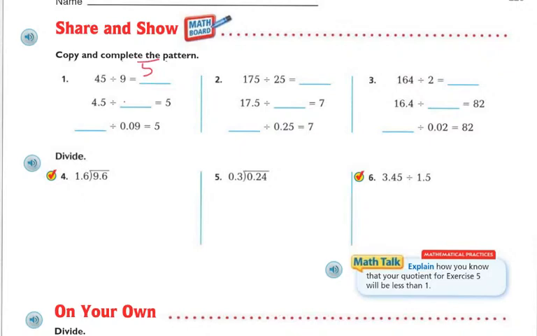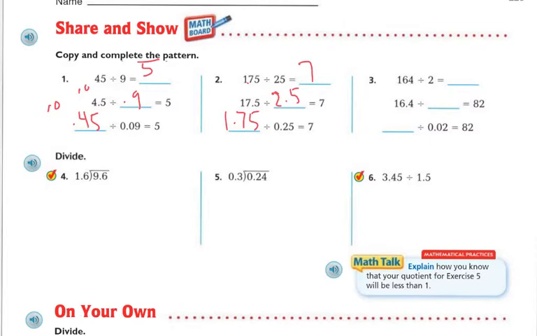So 4.5 divided by 0.9 is also going to be 5. And 0.45 divided by 0.09 is also going to be 5, right? Because I multiplied it by the power of 10, and then I multiplied it again by the power of 10 on both sides. So 175 divided by 25 is 7. And then if I move my decimal point over here and I move my decimal point over there, which is going to be 2.5, I'm also going to get 7. If I move my decimal point over one more time, I'm going to get 1.75 divided by 0.25, and I'm still going to get 7.